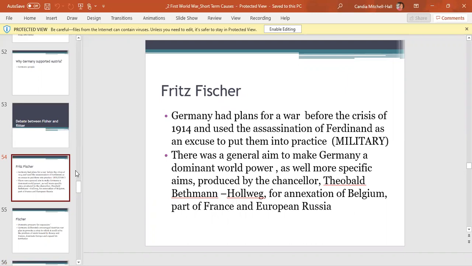Germany had plans for a war before the crisis of 1914 and used the assassination of Ferdinand as an excuse to put them into practice. There was a general aim to make Germany a dominant world power, as well as more specific aims produced by the Chancellor Theobald Bethmann Hollweg for annexation of Belgium, part of France and European Russia.